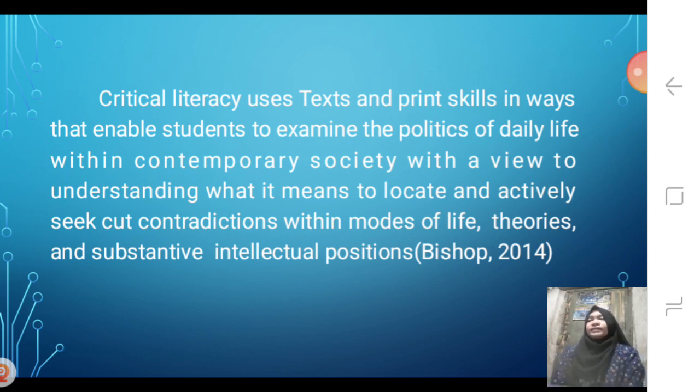So, critical literacy, according to her, is that readers are encouraged to ask questions and explore the challenge or the power in the relationship of the authors to the readers. So here it emphasizes, or encourages the readers to read, and it emphasizes the importance of text and print skills. So it promotes reading skills. That is according to Bishop. So nakafocus siya sa reading skills. She means that critical literacy is more focused on reading skills.